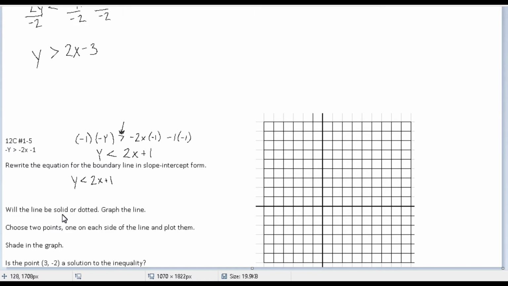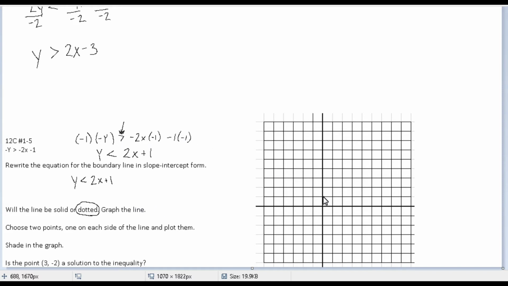Will the line be solid or dotted? This is less than. It doesn't say less than or equal to. When it does not have the equal sign underneath, then it is dotted. It's not going to be equal to anything on the line. So now we have to graph the line.